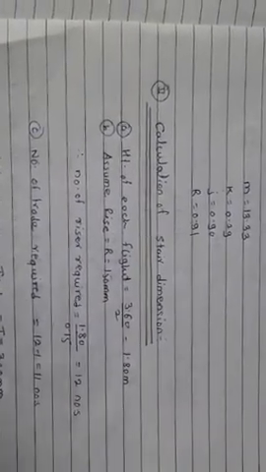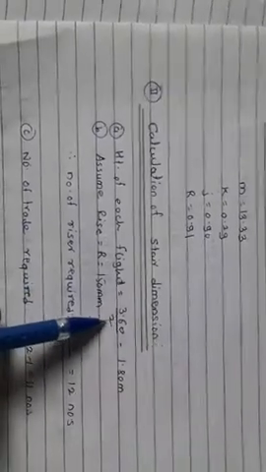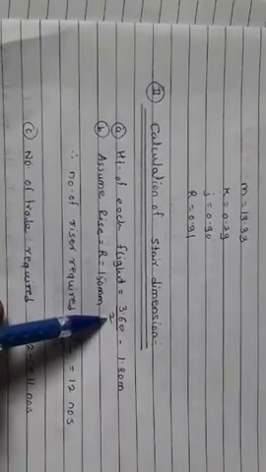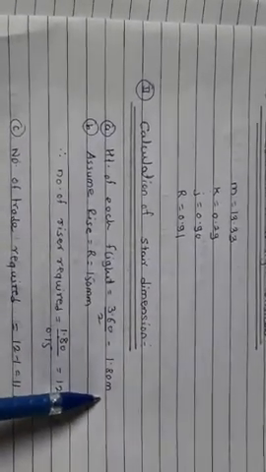Now next step will be the calculation of the stair dimension. Here we have to design the dog-legged staircase. So we have to assume two flights. So height of each flight is equal to floor to floor height divided by number of flights. That is, we are considering two flights. So after simplifying this one, we are getting the height of each flight is 1.80 meter.